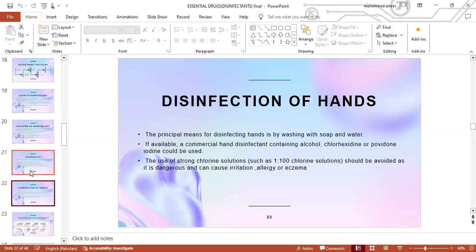Disinfection of hands is quite important in medical practice. The principal means for disinfecting hands is by washing with soap and water. If available, a commercial hand disinfectant containing alcohol, chlorhexidine, or povidone iodine could be used. The use of strong chlorine solutions, such as 1 in 100 chlorine solution, should be avoided as it is dangerous and can cause irritation, allergy, eczema, or other skin-related issues.